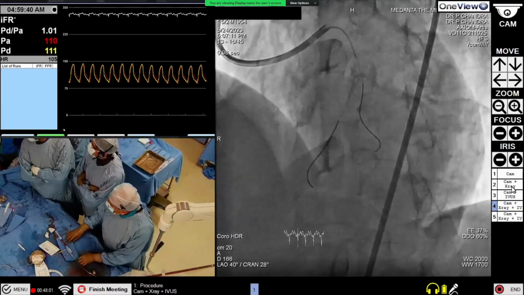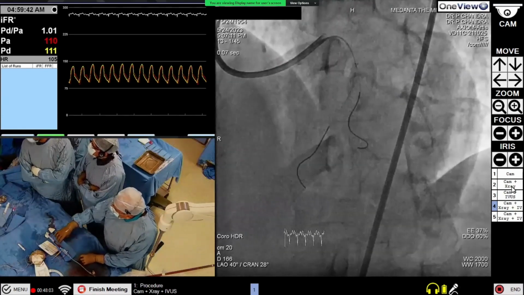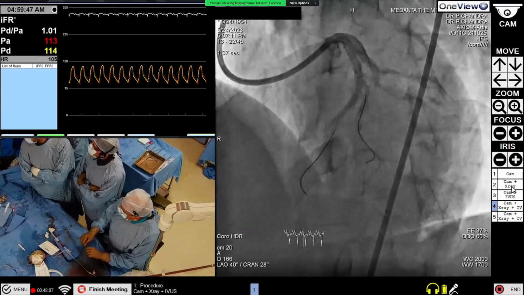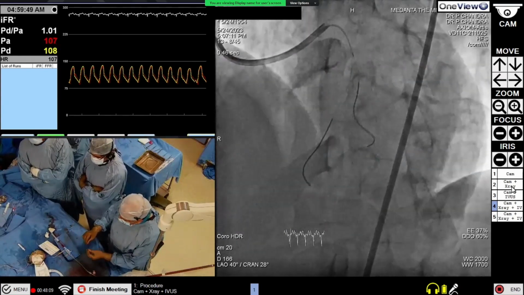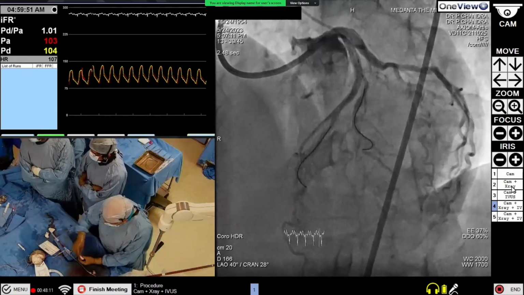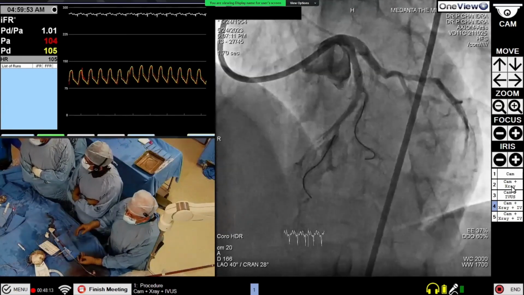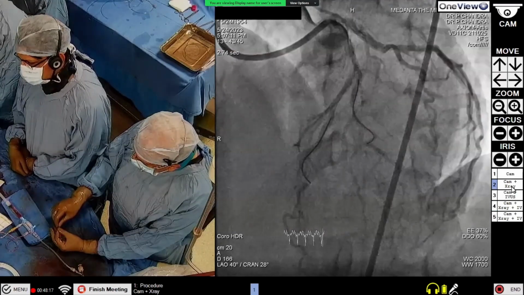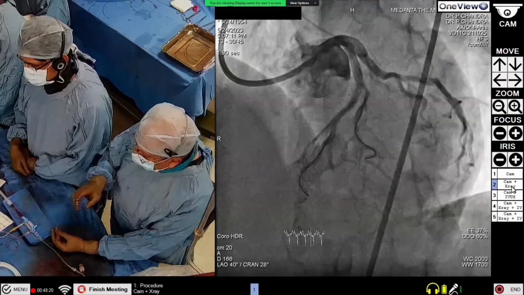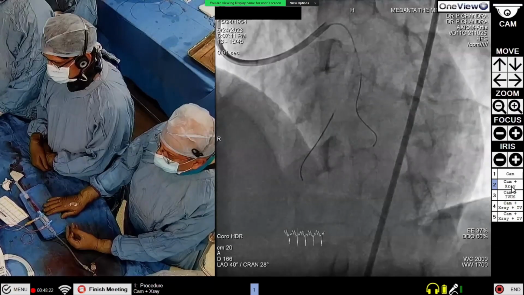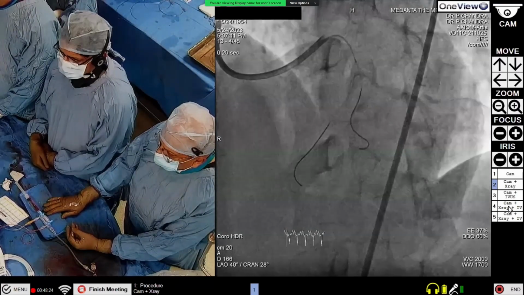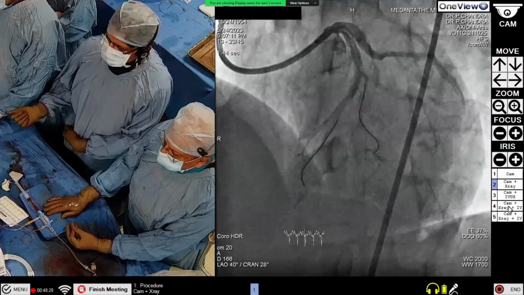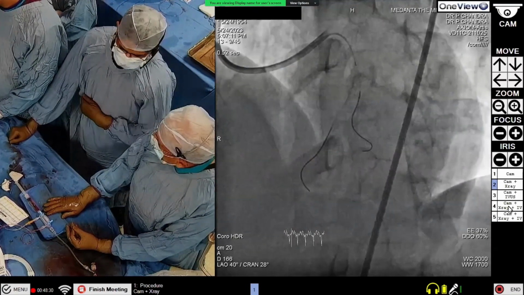Save frame on last. Yeah. Okay. Fine. So let us now do this diagonal with the DEB. DEB 2.5, 15. Yeah. But after doing this, we may have to do the LAD again, so that will be an issue. Should we do a bifurcation kind of kissing with the same balloon, with some drug?